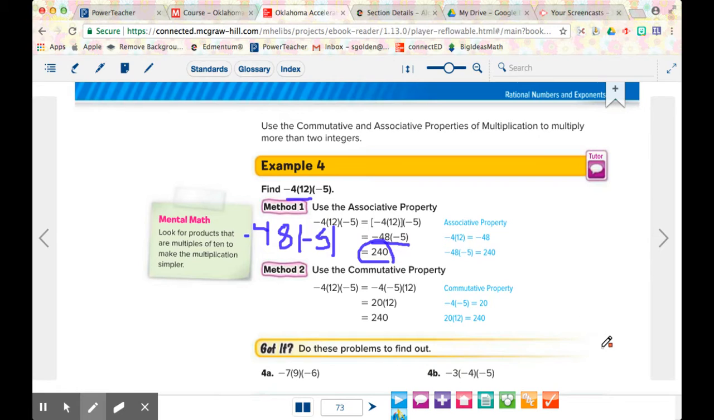Okay, so I want you to try 2 of these. Remember, just start at the beginning and do the first 2, then multiply that answer by the third number. Or if we had 4 numbers, you would do it the same way. So try 4A and 4B, pause the video, and then press play to watch me work them out.